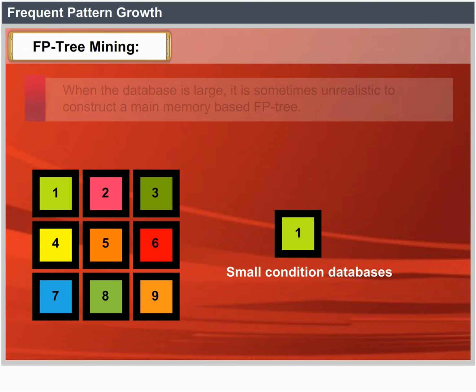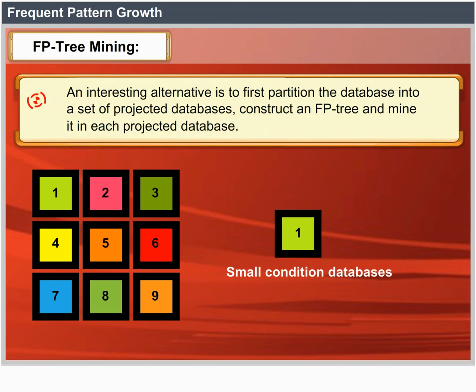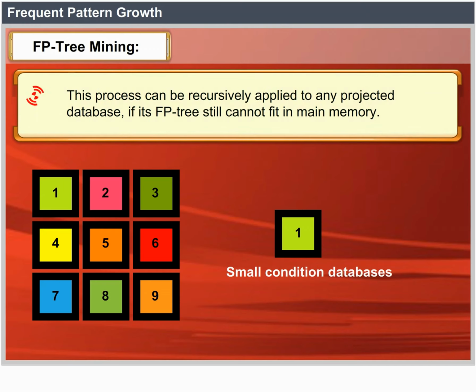When the database is large, it is sometimes unrealistic to construct a main memory-based FP tree. An interesting alternative is to first partition the database into a set of projected databases and then construct an FP tree and mine it in each projected database. This process can be recursively applied to any projected database if its FP tree still cannot fit in main memory.